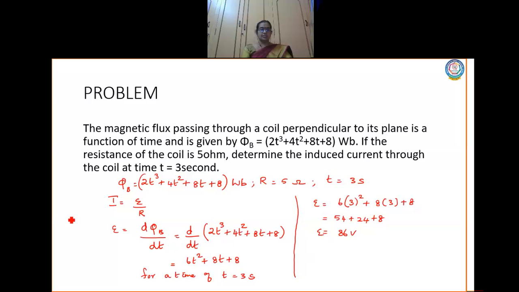Okay ma, so I have found out the induced EMF. I'm going to substitute in the current formula. So I is equal to E by R, which is 86 by, what is the resistance? It is 5. So 86 by 5 is 17.2 ampere. So the value of induced current is 17.2 ampere. So this is your book back numerical children. Please make a note of it.